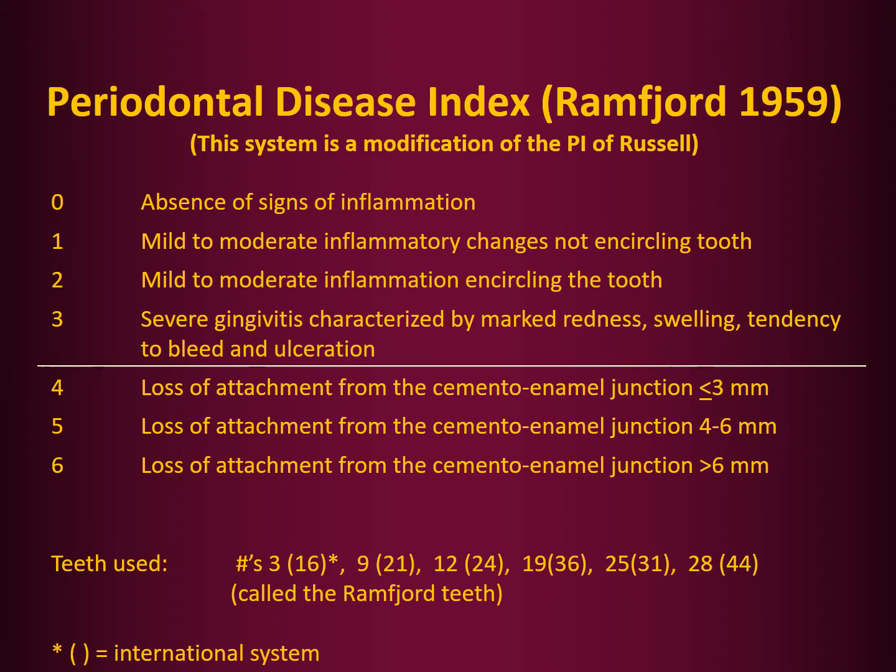And number 9 would be the second quadrant, the first tooth from the midline, going posteriorly. And 12 would be tooth number 24, which is the second quadrant, the fourth tooth from the midline, and so on and so forth until the fourth quadrant, which is number 28. 44 will be the fourth quadrant, the fourth tooth from the midline.